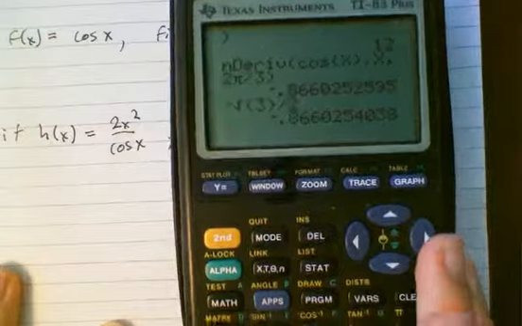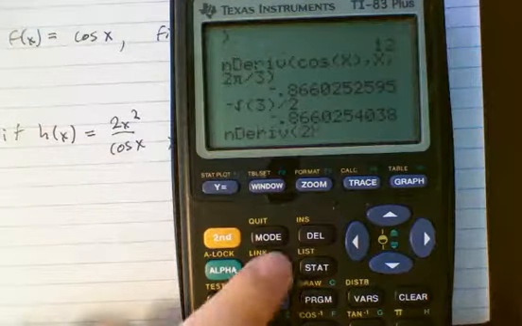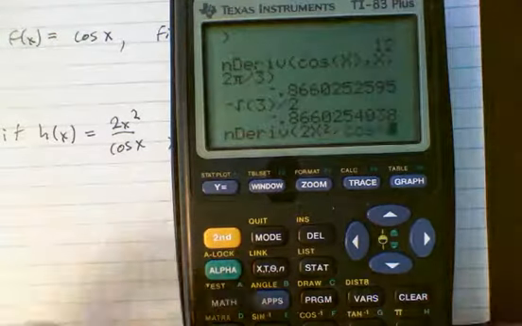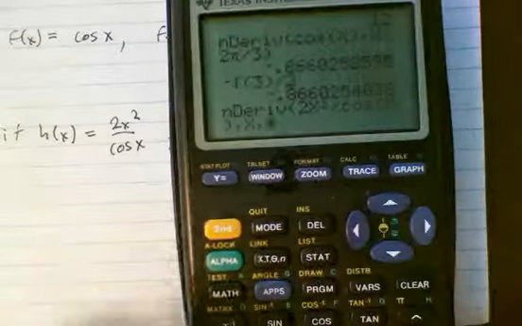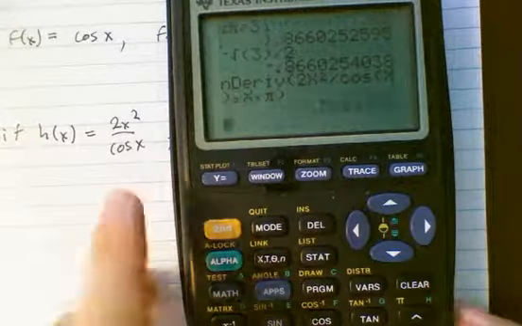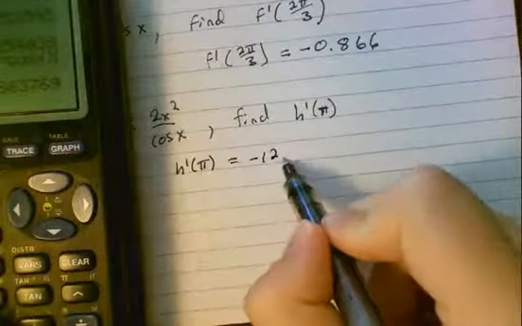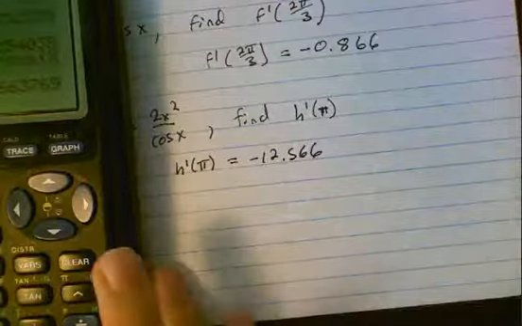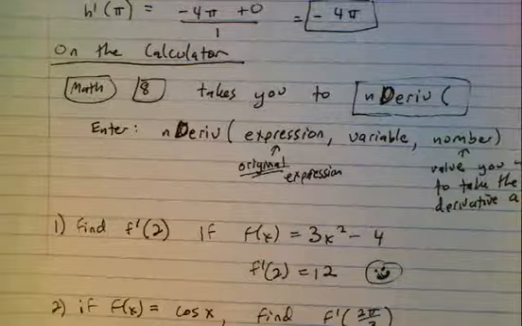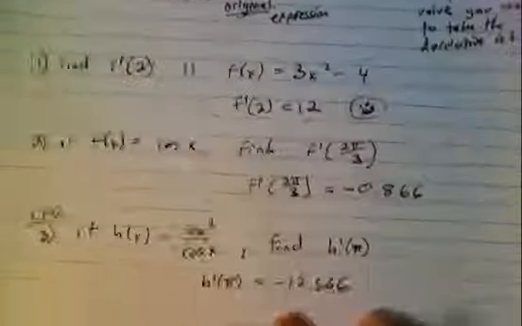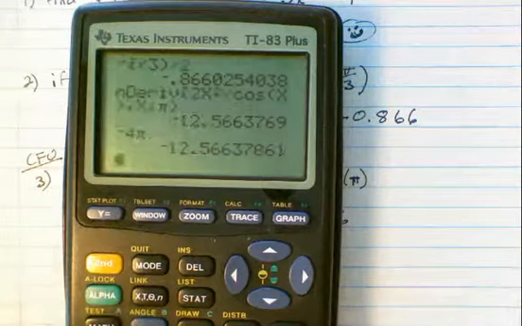Okay, so what I'm going to do is I'm going to go to Math 8. I'm going to put in 2x squared divided by cosine of x. My variable is x, and I want to evaluate it when x equals pi. When I put that in, I get that h prime of pi is negative 12.566. If I come over to my other problem, I got the exact answer of negative 4 pi. Let's check and see. Negative 4 pi gives us the same answer.